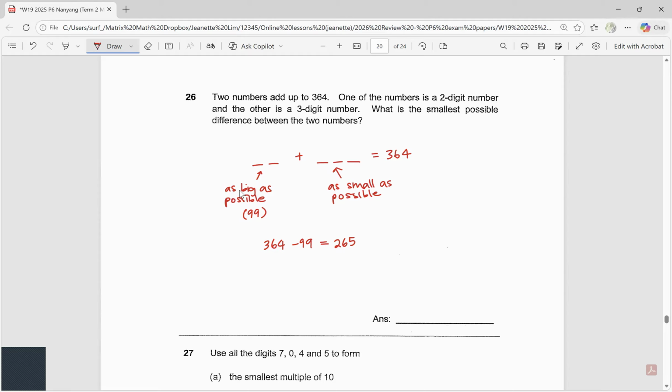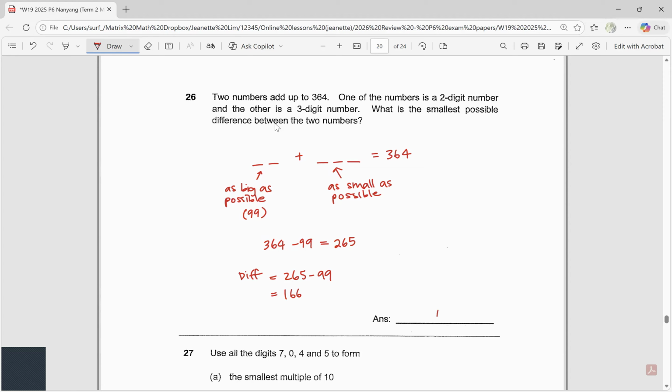So your missing numbers will be 99 and 265, but they're asking for the difference. So there's actually one more step, okay? So the difference would be 265 minus 99, the bigger number minus the smaller number, which is 166. Okay, so that's the difference.